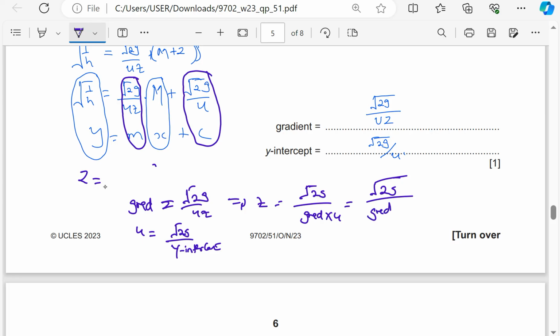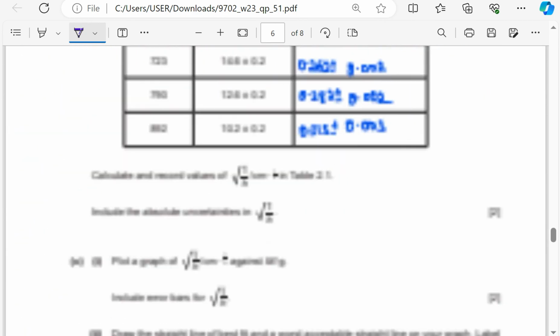Where there is u, I'm going to put root of 2g over the y-intercept. So the y-intercept goes up, which means z is going to be root of 2g cancels that up. So z will be the y-intercept divided by the gradient.